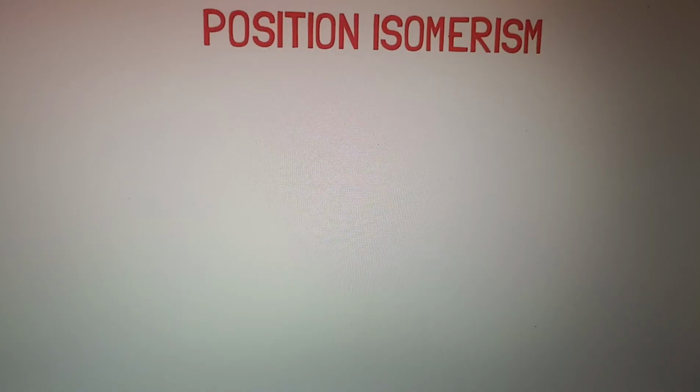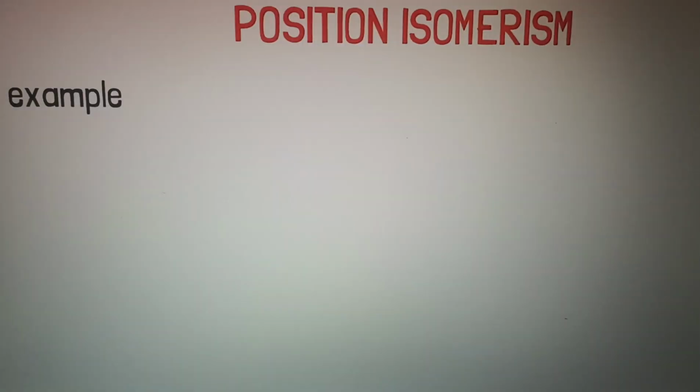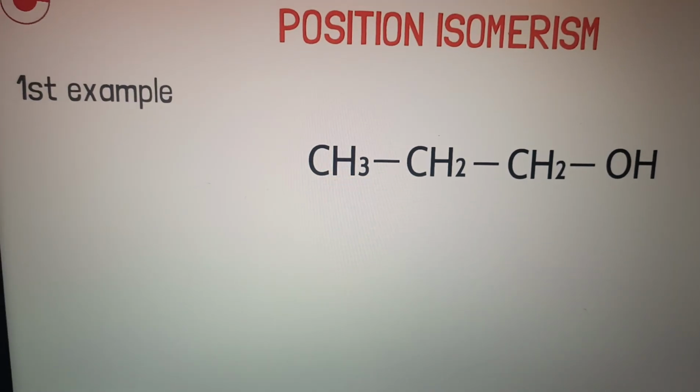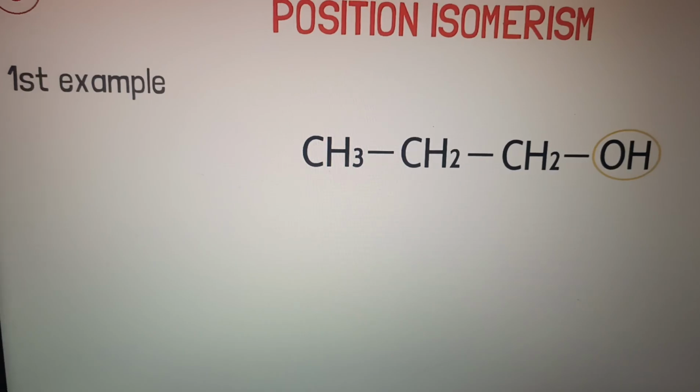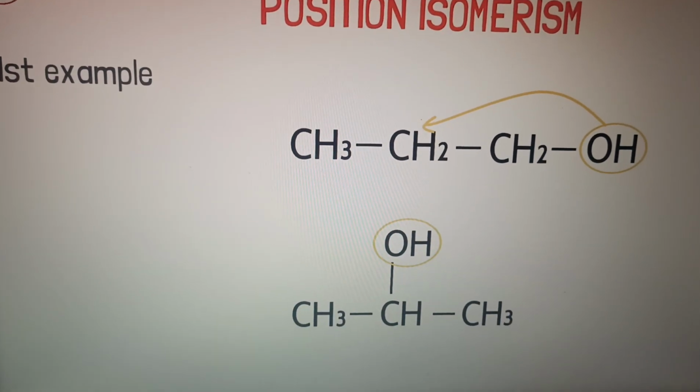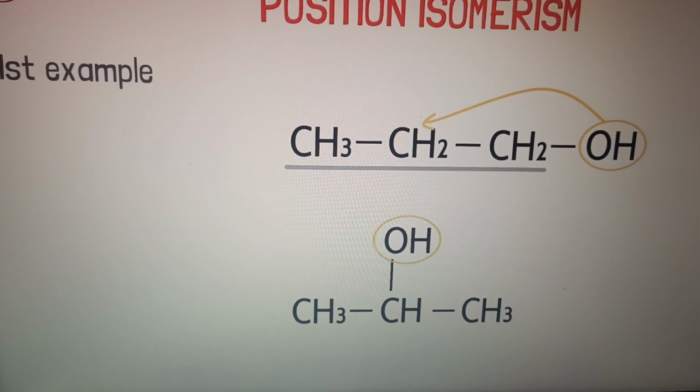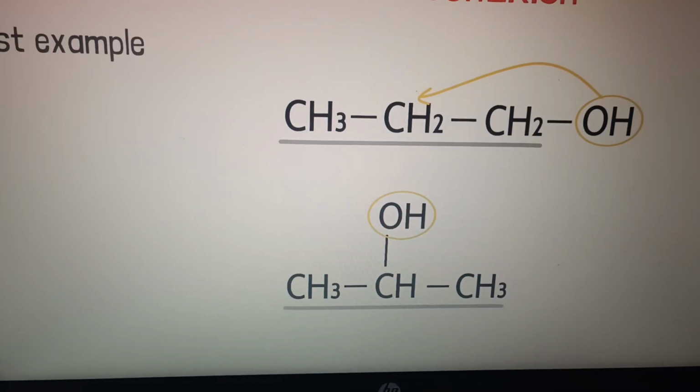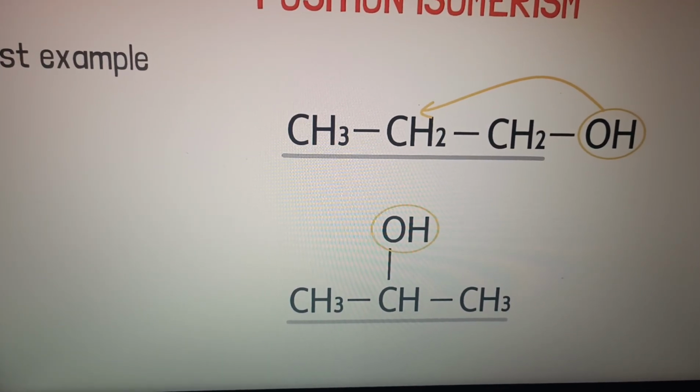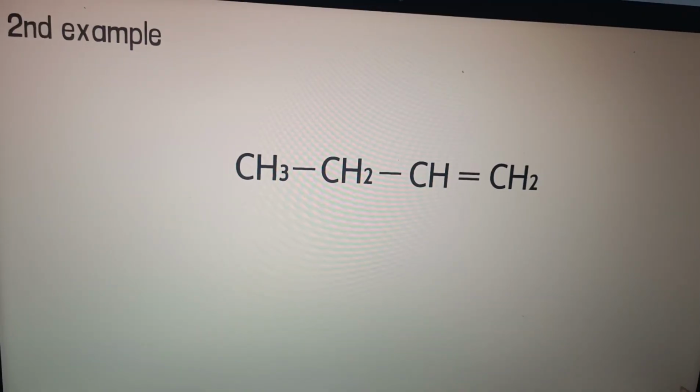Next one is position isomerism. Let's understand with these examples. So let's shift this alcohol to this side. So it will form this. There is no difference in this. The only difference is in the functional group. So it is called position isomers.